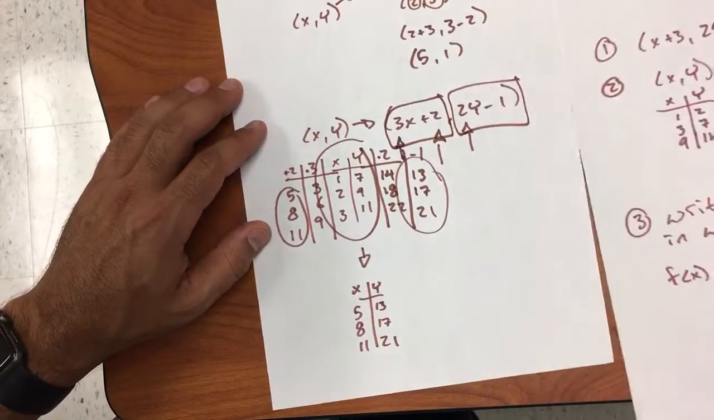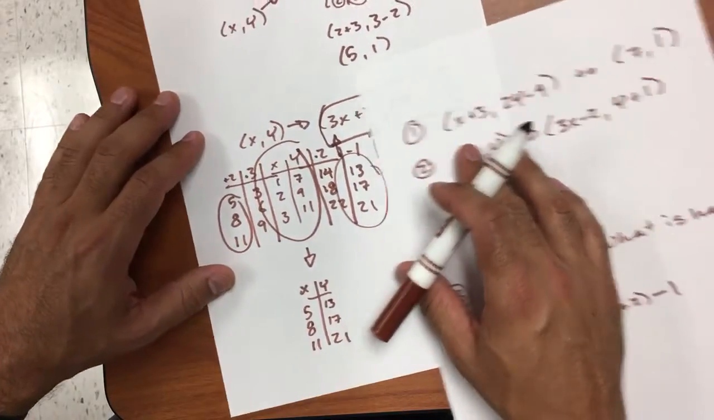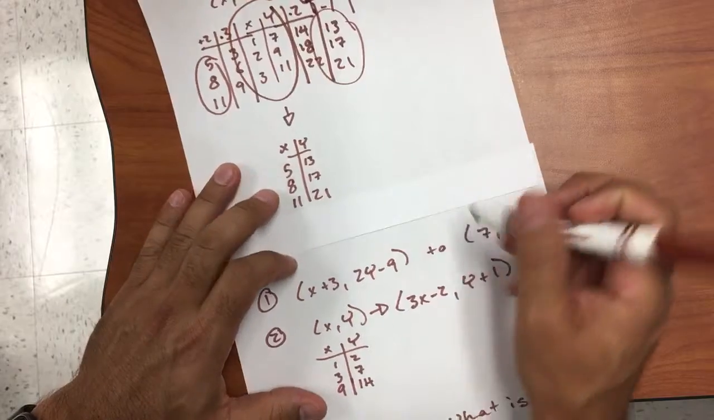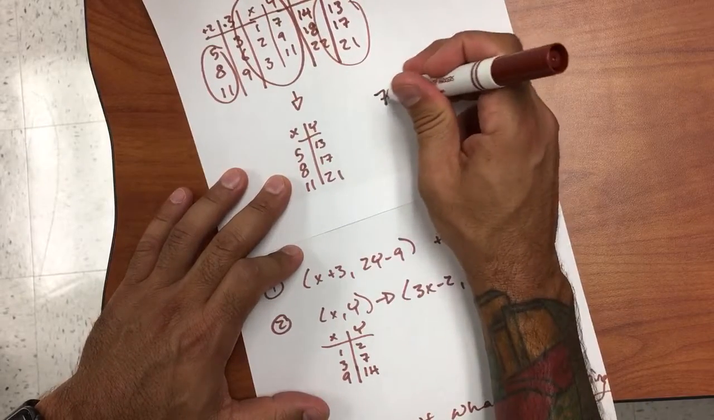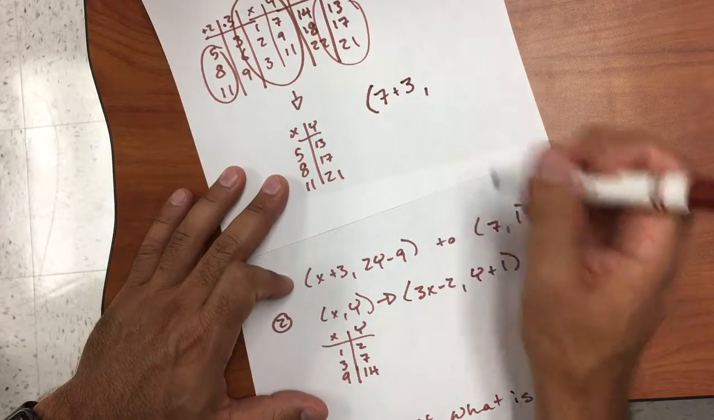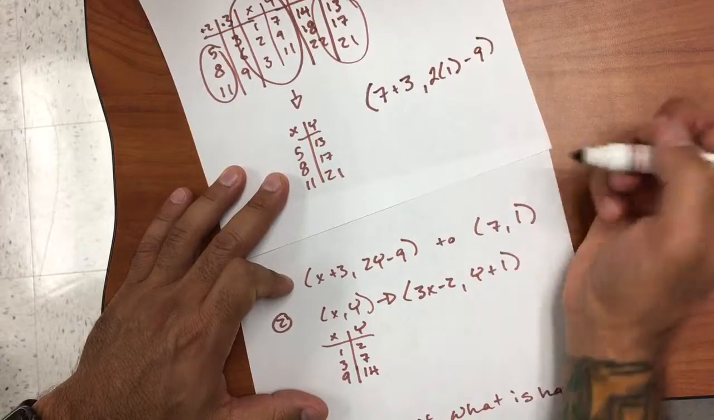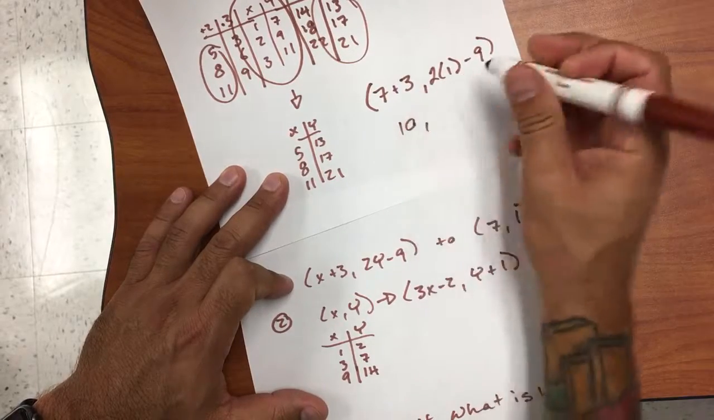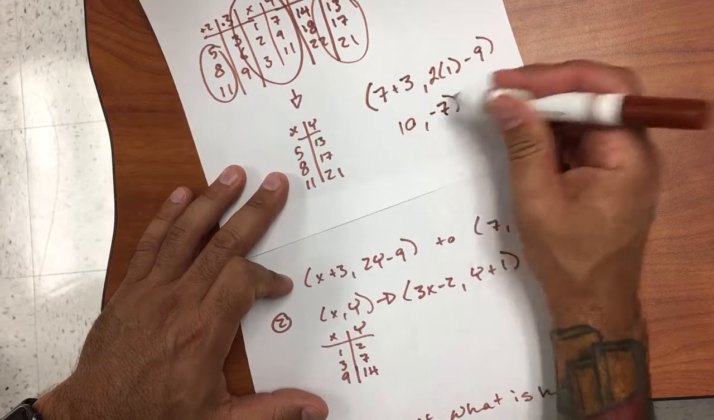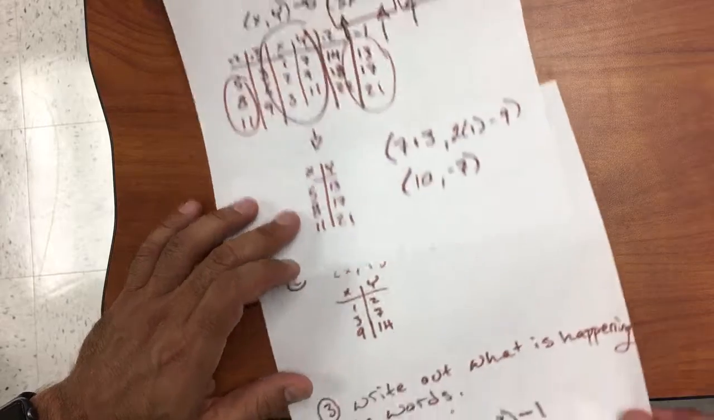Doing the example that I actually gave you. Doing this one right here, number 1. I'm going to do it with you, okay? So this example, I'm going to take the 7 and I'm going to add 3 to it. I'm going to take the 1, I'm going to multiply it by 2, and then I'm going to subtract 9. So 7 plus 3 gives me 10. 2 times 1 is 2, minus 9 is negative 7. So that's the new point for this guy, okay? So that's what we're doing here.